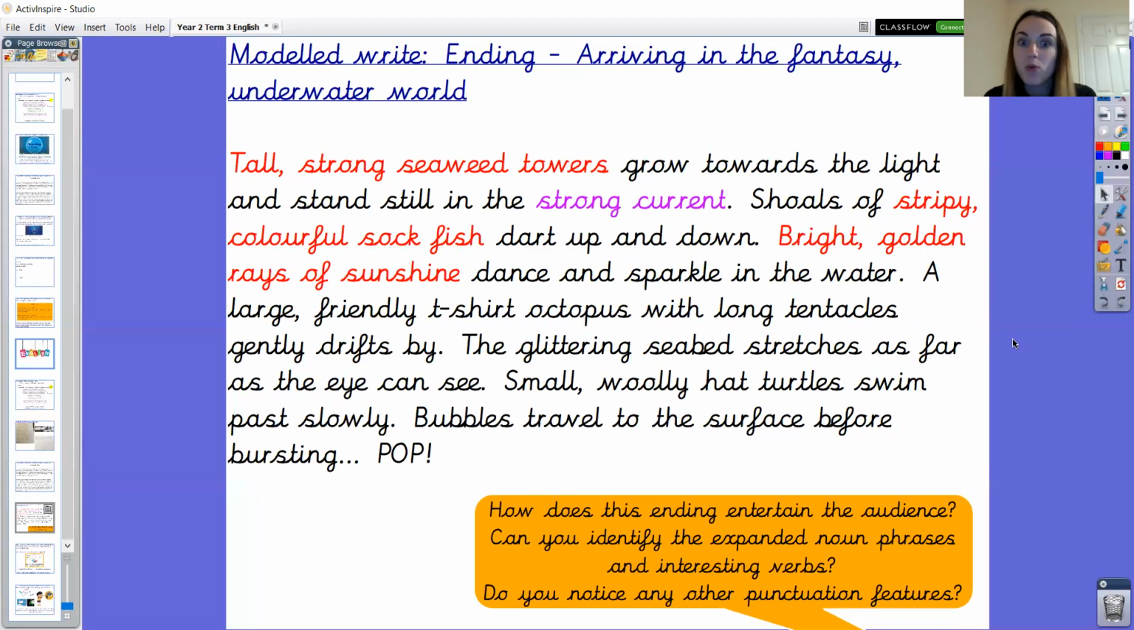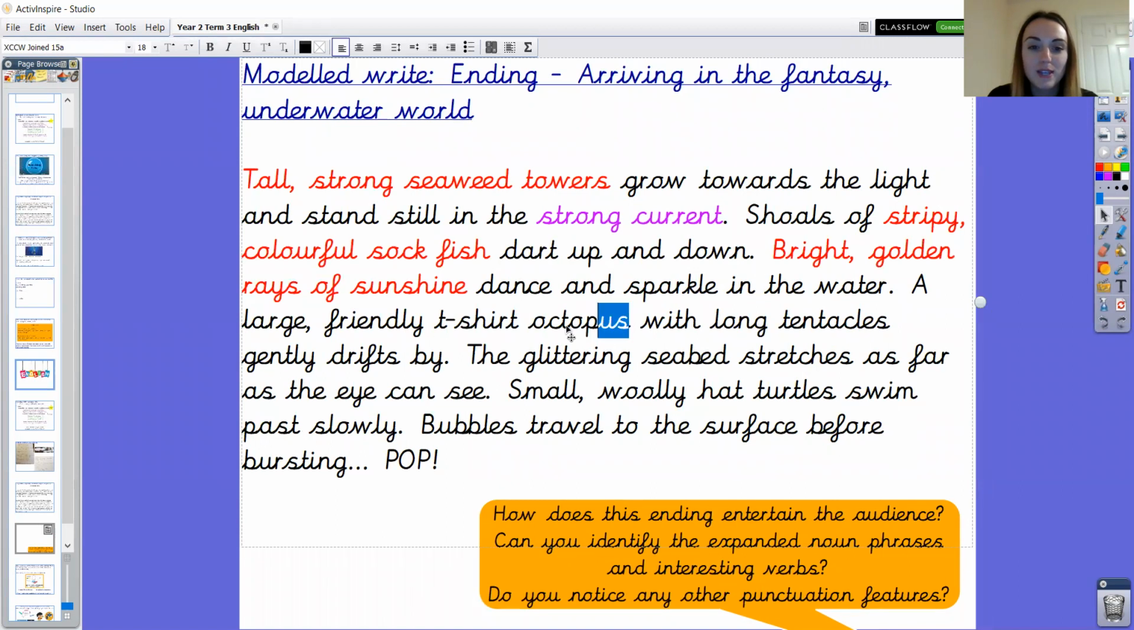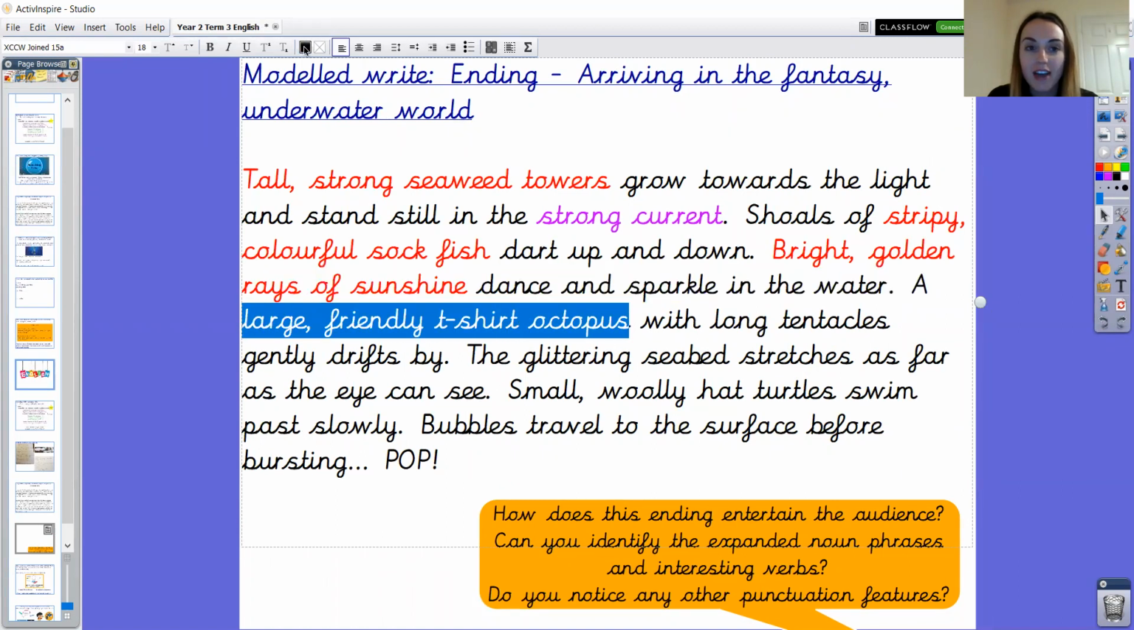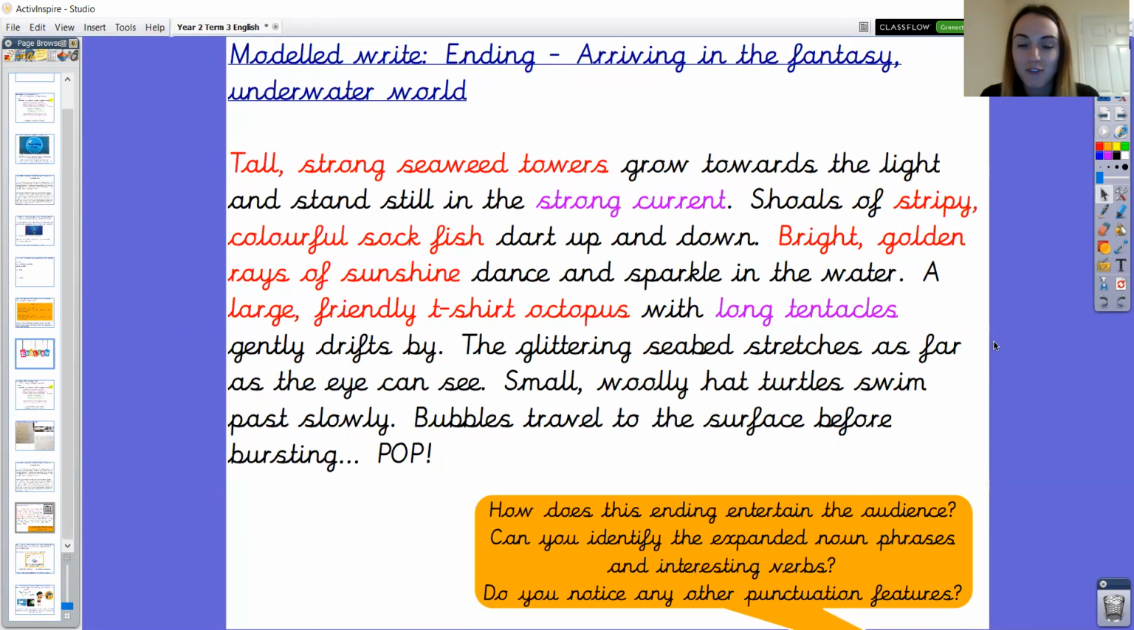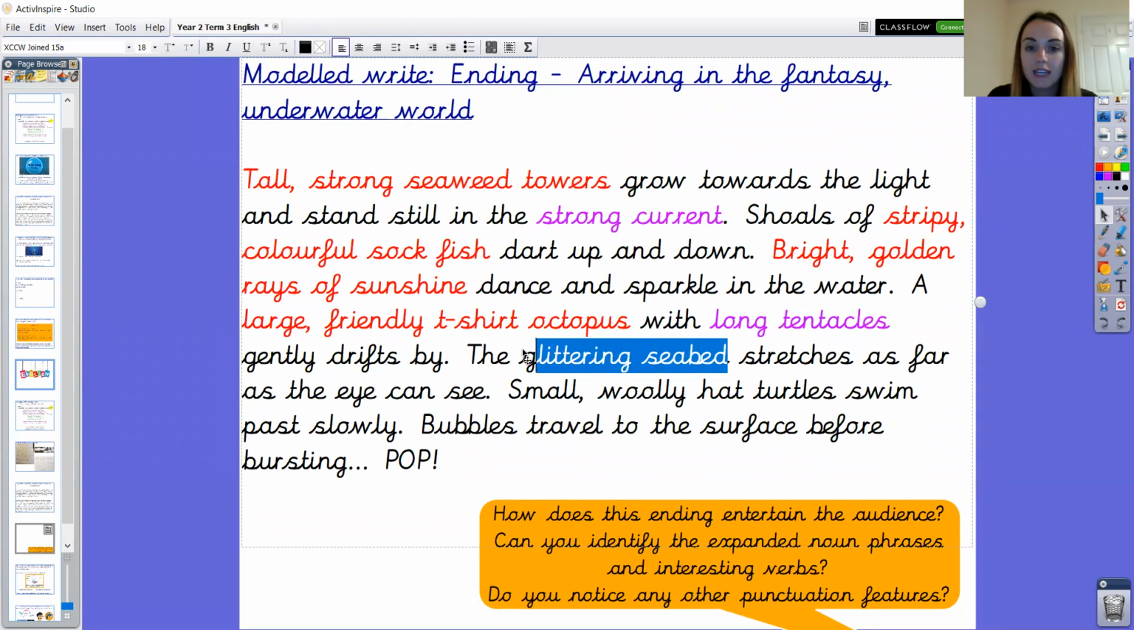Okay, let's see if we can find any more examples. A large friendly t-shirt octopus with long tentacles gently drifts by. So we can see that the octopus, the t-shirt octopus, has been described as large and friendly. And the octopus also has long tentacles, but we can see here that there is only one adjective before the noun, so that's a standard noun phrase here. The glittering seabed stretches as far as the eye can see. So again, we've got glittering seabed as a noun phrase, with one adjective before the noun.